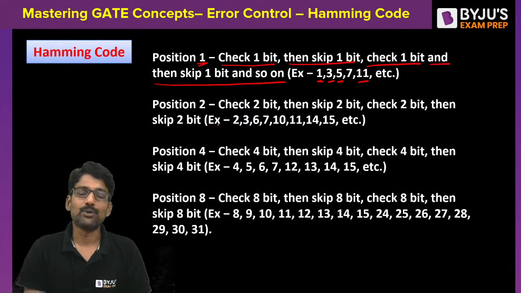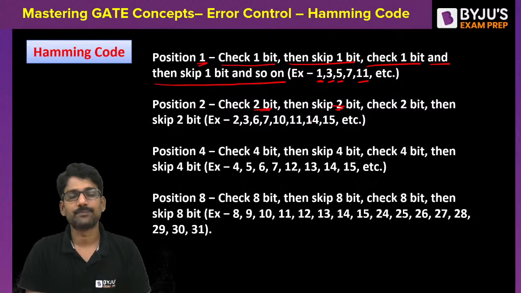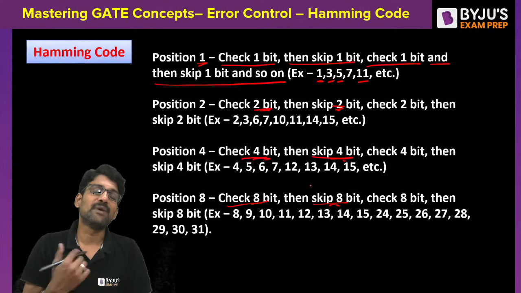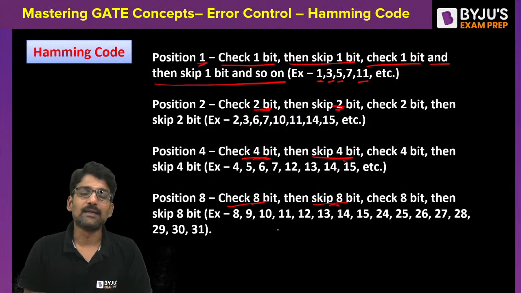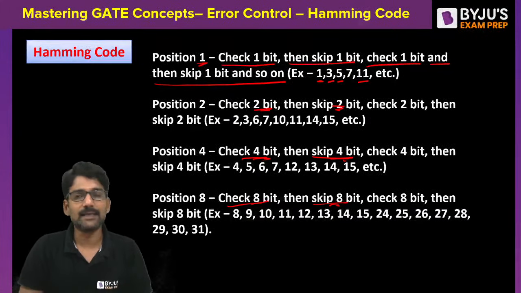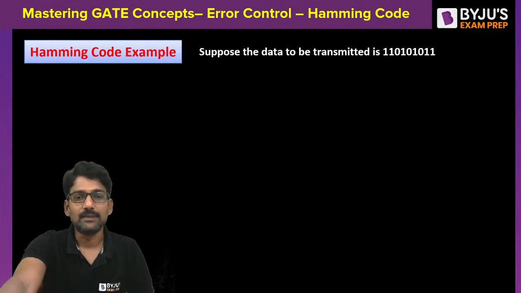And how do you check position 2? Check 2 bits, skip 2 bits. Similarly for position 4, check 4 bits, skip 4 bits. Position 8, check 8 bits, skip 8 bits. So it may be a little confusing, right? What it is saying, we will directly understand with an example.